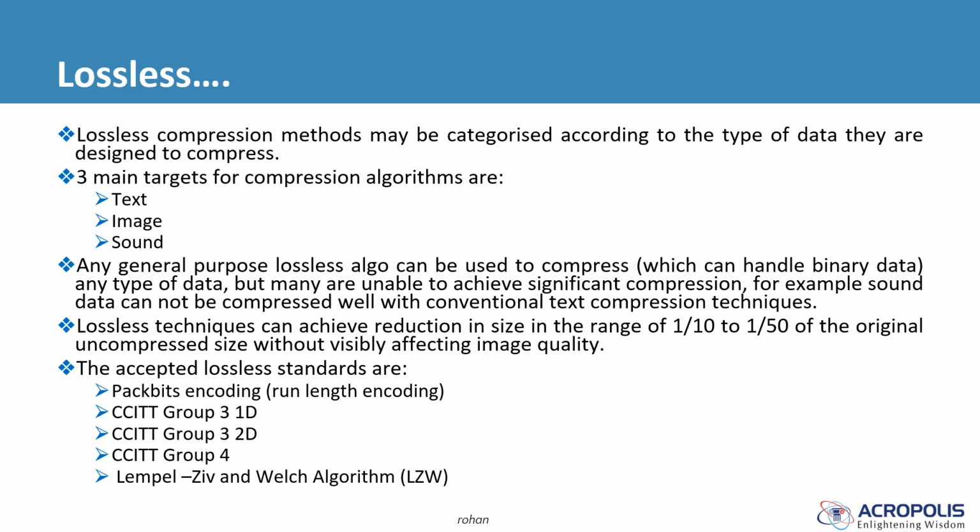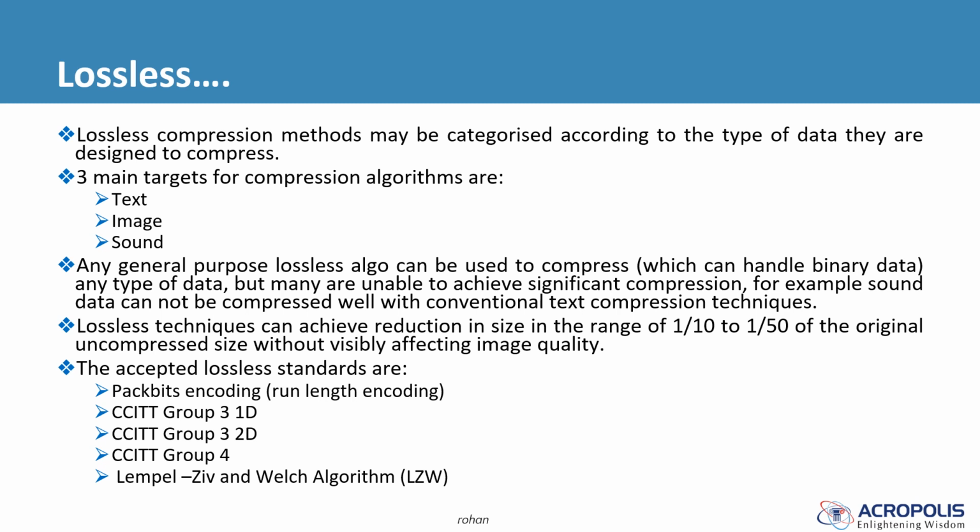So, lossless compression. Lossless compression methods may be categorized according to the types of data they are designed to compress. Three main targets for compression algorithms are text, image, and sound. Any general purpose lossless algorithm can be used to compress any type of data, since it can handle binary data. But many are unable to achieve significant compression. For example, sound data cannot be compressed well with conventional text compression techniques.